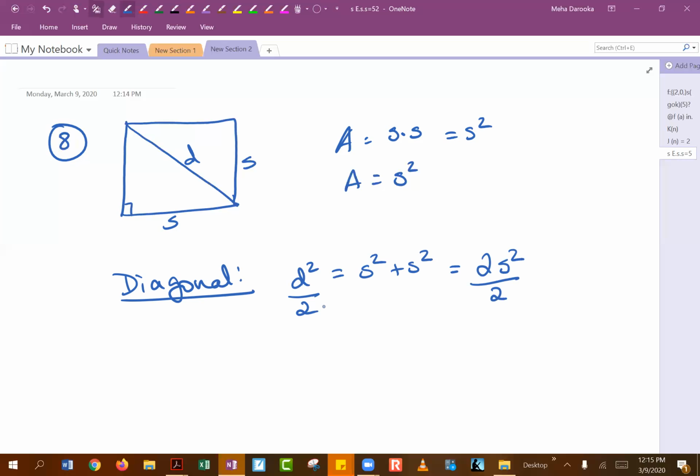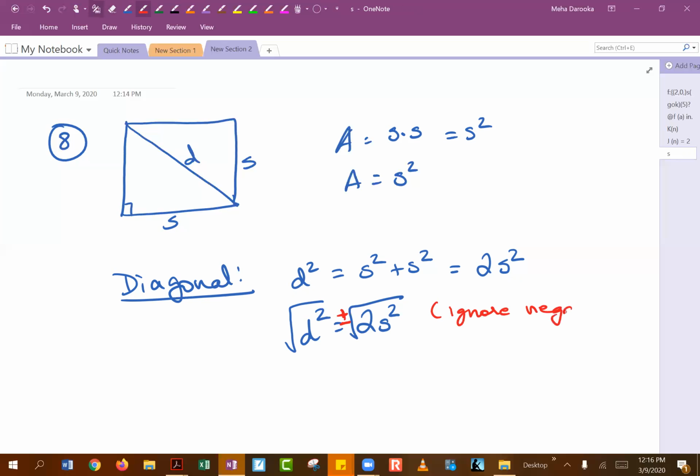But before we do the division, what should we do first? Since we only want a single d and not a d squared, take a square root. Now, what happens when we normally take a square root? Very nice. You get a positive and a negative. But since this is supposed to be the length of a diagonal, we are going to ignore the negative root. So just take the square root.